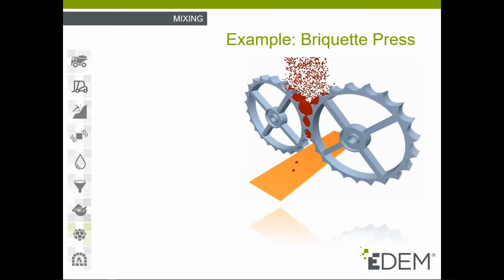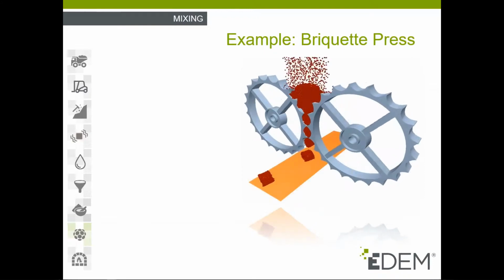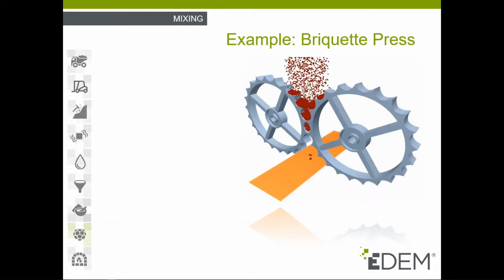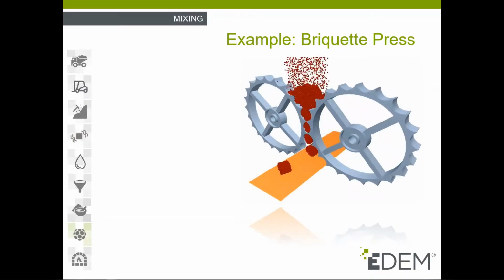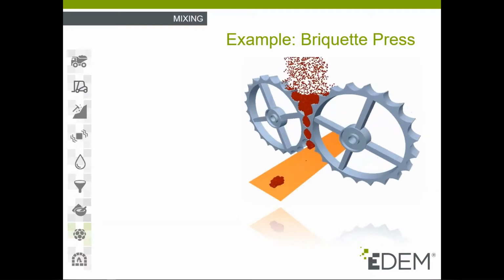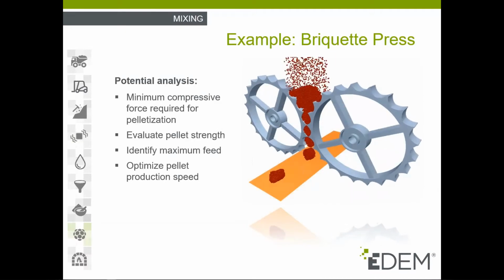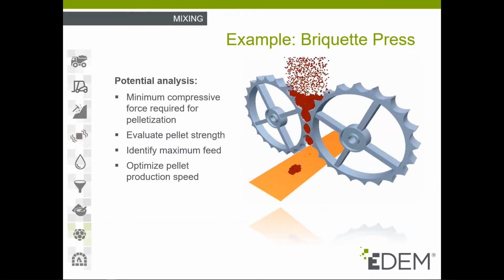So the potential analysis for this kind of equipment will be measuring the minimum compressive force required for pelletization, also testing how much agglomerant is needed for effective agglomeration, also testing the strength of the pellets, and identifying the maximum feed allowed that will help to optimize the pellet production.